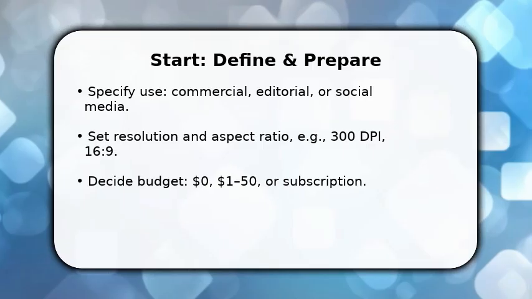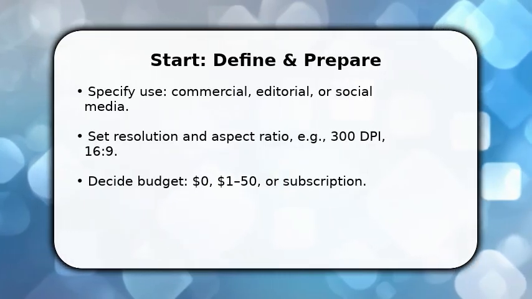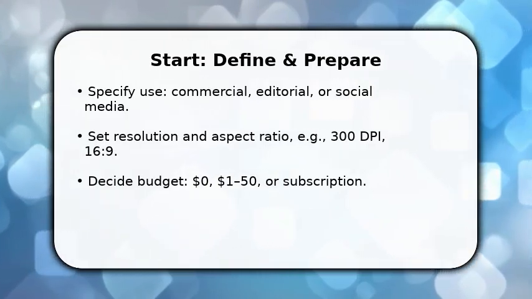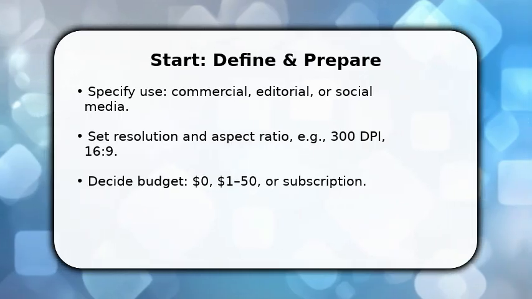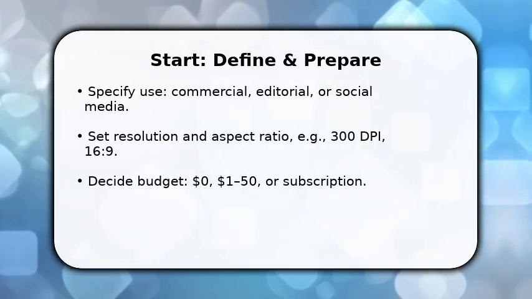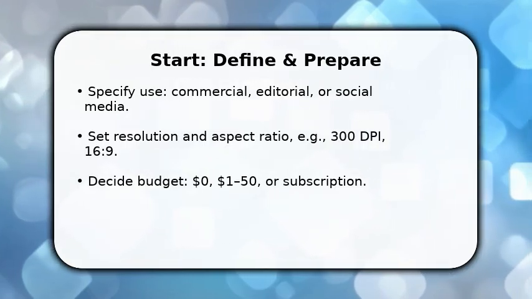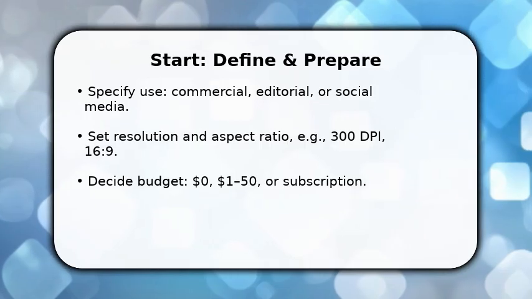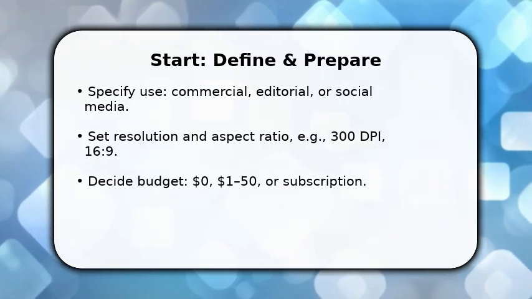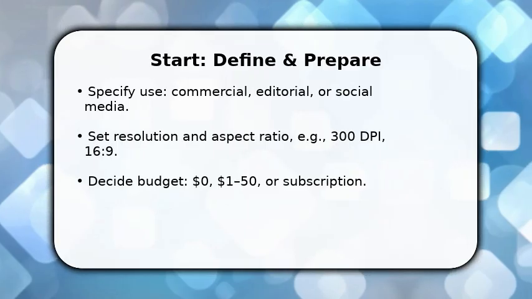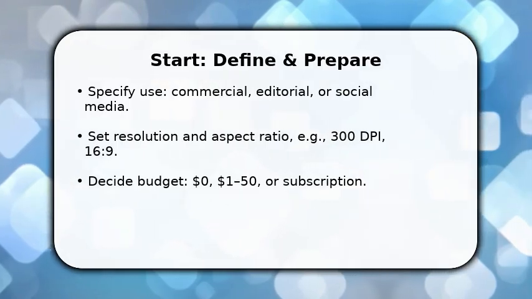You begin by defining exactly how you will use the image and why those specs matter. Once you choose commercial versus editorial, make sure to set resolution and aspect ratio requirements so results are usable. Next, decide budget constraints: free only, single purchases, or subscription. These prerequisites narrow search filters immediately and save time.